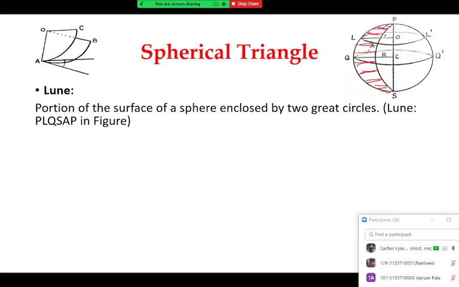So that was about a lune. Now let me find out the angle of a lune. If you want the angle of a lune, we have to calculate, say, angle S. Suppose you have to calculate this angle S.